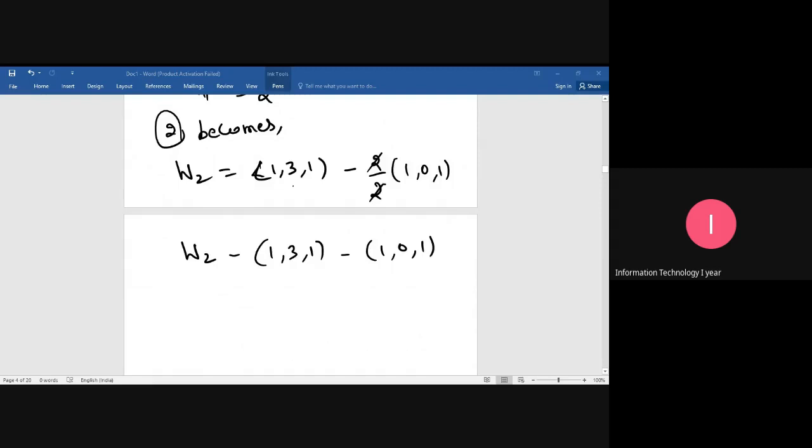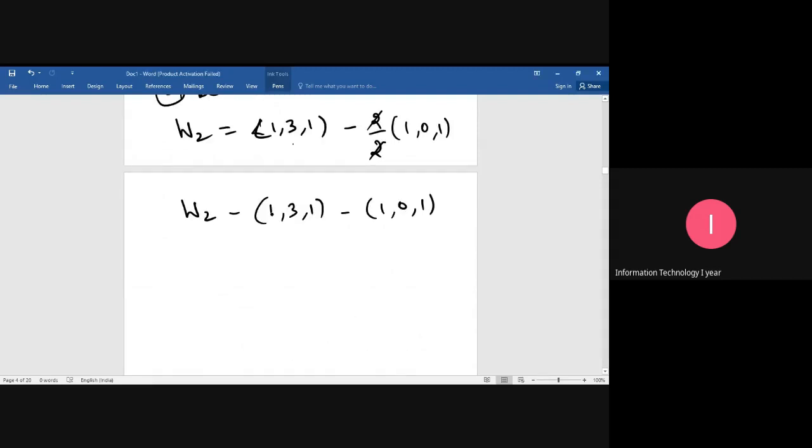Okay, so take the subtraction of these two vectors. What is it? 1 minus 1, it is 0, right? 3 minus 0, it is 3. The last value, 1 minus 1, the third element, it is 0. So this is the answer for W2. Okay, this is the second one. Already we have taken the W2 formula as the second one, so it is the second equation.